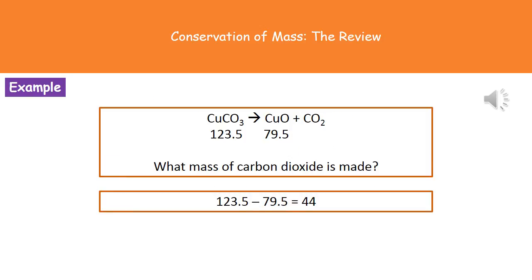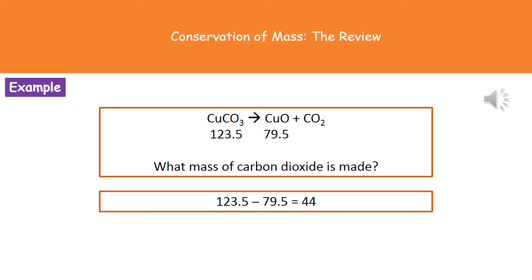The kind of question they could ask you here is to work out what mass of carbon dioxide we make. What they'll do is give you the chemical equation and two of our three masses. What we can see there is we've got our copper carbonate on the left, which has a mass of 123.5, and one of our products, copper oxide, has a mass of 79.5. Carbon dioxide is the only other product we make. So quite an easy calculation here.